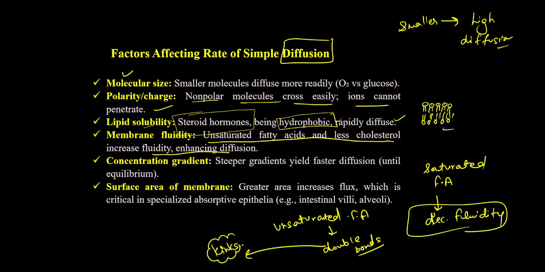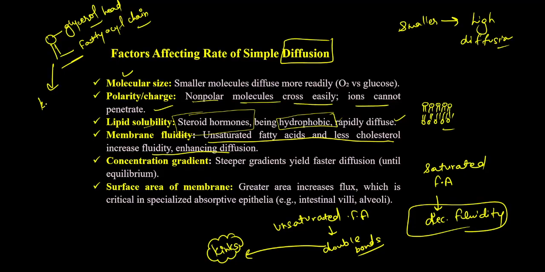Okay, we know the structure of phospholipid. There is a glycerol head and fatty acyl chain, and if this fatty acyl chain is made up of unsaturated fatty acid, it will not make the membrane as stable as that formed by the saturated fatty acid. Okay, due to kinks produced.